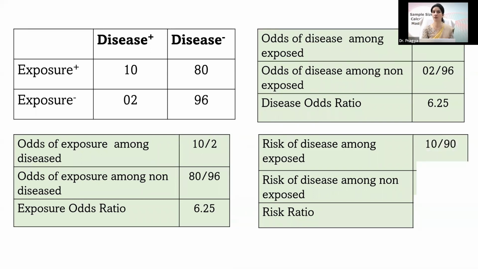And what will be the risk of disease among non-exposed? We have just talked that we calculate the risk of disease horizontally, because you have to see the exposure and you have to see in the non-exposed. So yes, it will be 2/98. It will not be 2/96, because 2/96 will be the odds. If you have to calculate the risk, you have to take the whole denominator. So it will be 2/98. And if you calculate the risk ratio, in this case, the risk ratio is 5.5, which is different from the previous one.